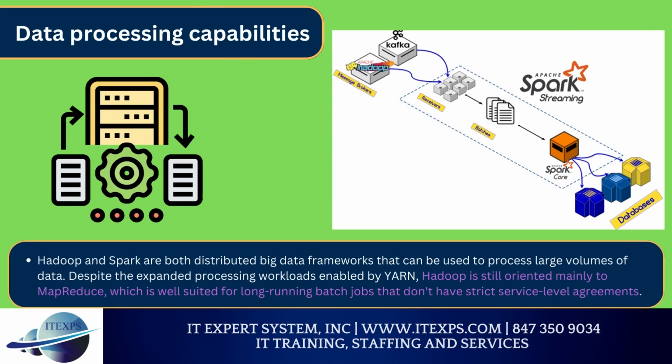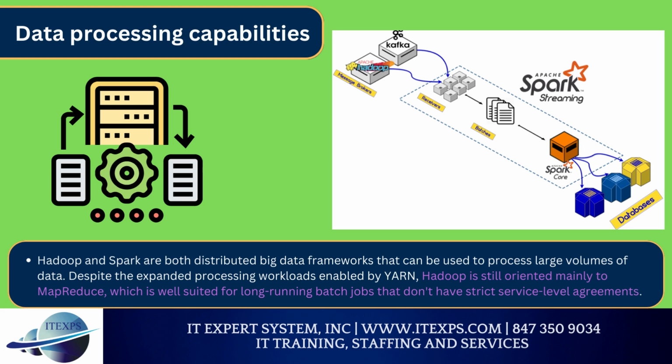Data processing capabilities. Hadoop and Spark are both distributed big data frameworks that can be used to process large volumes of data. Despite the expanded processing workloads enabled by YARN, Hadoop is still oriented mainly to MapReduce, which is well suited for long-running batch jobs that do not have strict service-level agreements.